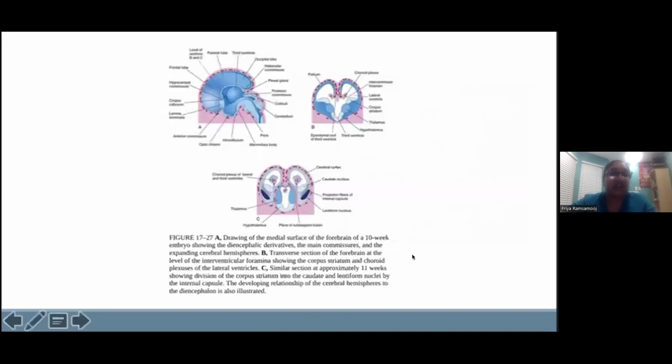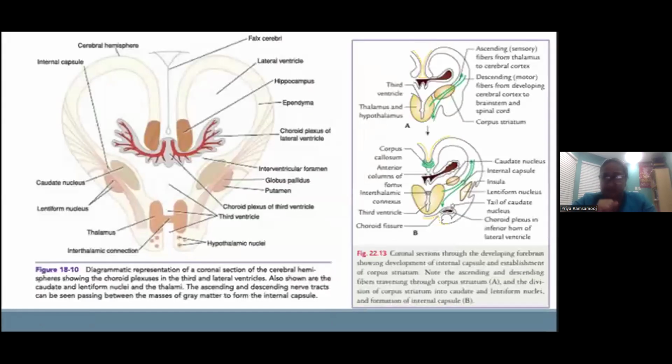Again, this is just a summary slide more or less of the medial surface of the forebrain of a 10-week embryo, showing the derivatives that we've spoken of so far, showing the main commissures, and more importantly, showing our cerebral cortex that we would have spoken about, as well as your lentiform nucleus and your hypothalamus. What this is showing us is the developing relationship of the cerebral hemispheres to the diencephalon. So as the cerebral hemispheres expand, they're going to cover successively the diencephalon, the midbrain and the hindbrain.